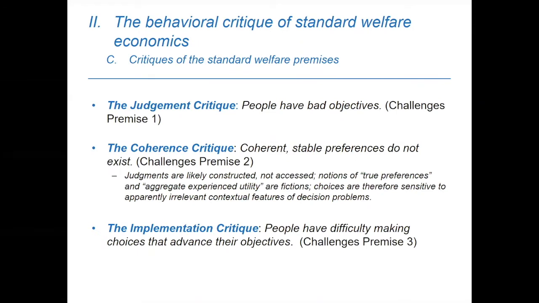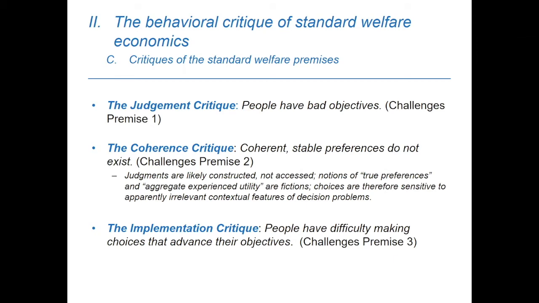Now, of course, it's possible to criticize each one of these premises. And consequently, there are three different categories of critiques of the standard approach to welfare analysis. The first type of critique I call the judgment critique. Here, the argument is simply that people have bad objectives, that they are not the best judges of their own well-being. This critique challenges premise number one.